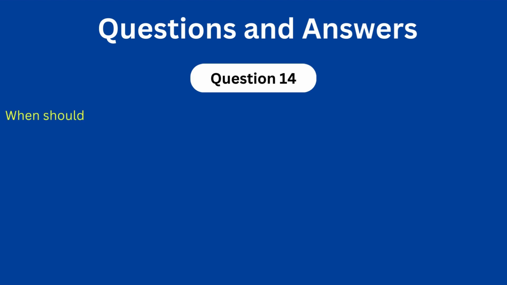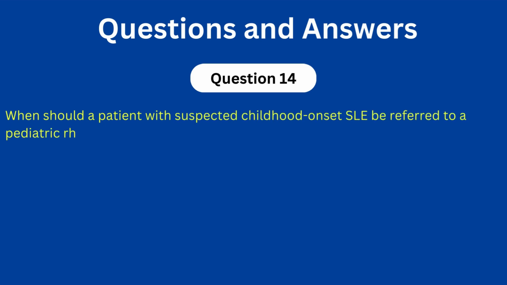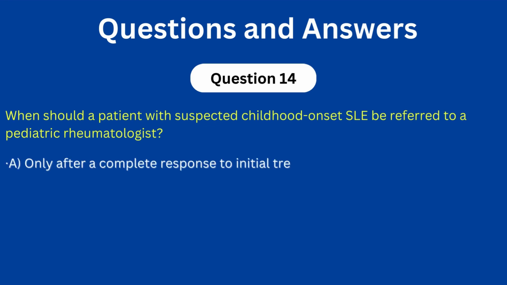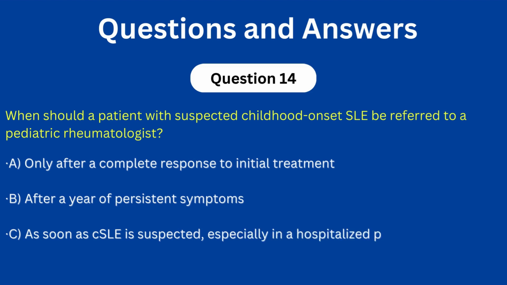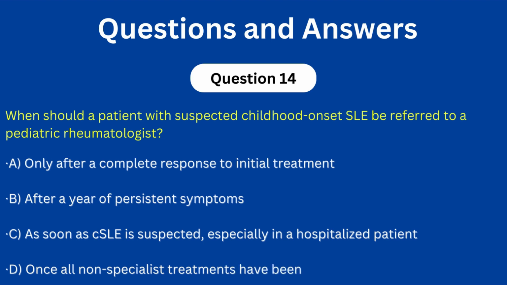Question 14. When should a patient with suspected childhood onset systemic lupus be referred to a pediatric rheumatologist? A. Only after a complete response to initial treatment. B. After a year of persistent systemic lupus. C. As soon as childhood systemic lupus is suspected, especially in hospitalized patients. D. Once all non-specialist treatments have been exhausted. The correct answer is C.